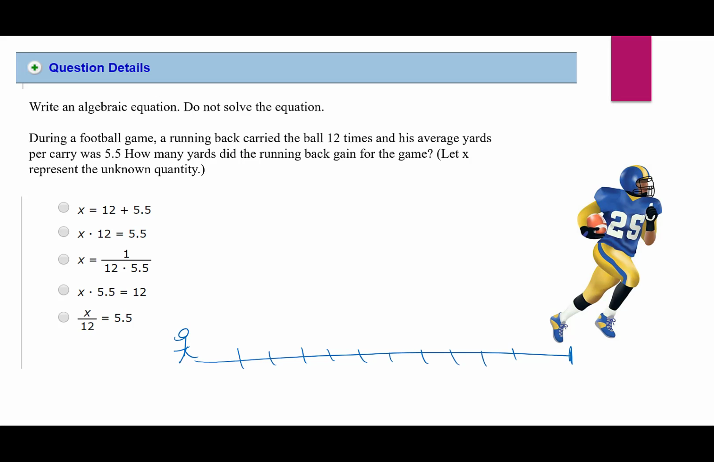The next one, x equals 1 over 12.5.5. That's going to be a very small fraction. The fourth one, x times 5.5 equals 12. Again, 12 is the number of times that he had the ball, not the total distance that he ran. The last one is x divided by 12 equals 5.5. This one is the correct answer because if you were to divide that total by 12, it equals 5.5.